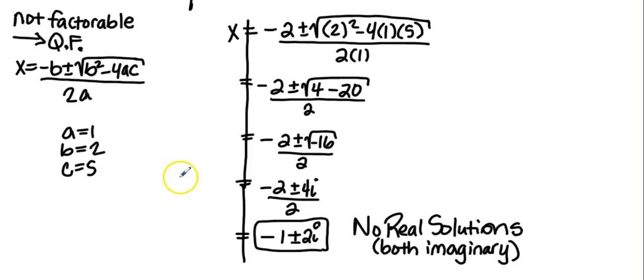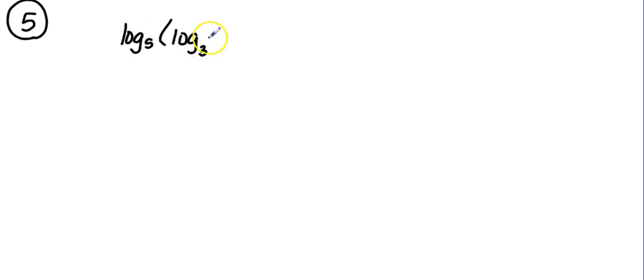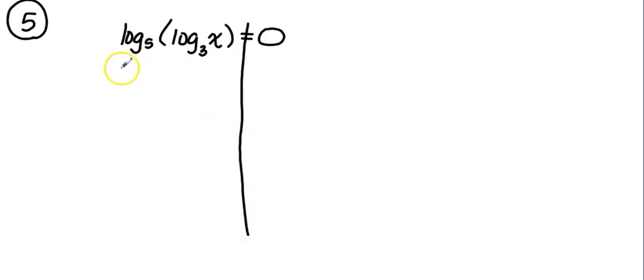We do have 2 more examples to round out today's notes. Number 5 says log base 5 of log base 3 of x equals 0. And I was like, man, that looks crazy. We have log of a log. Well, I always want to pay attention outside in. So for right now, I'm actually going to completely ignore what's on the inside.